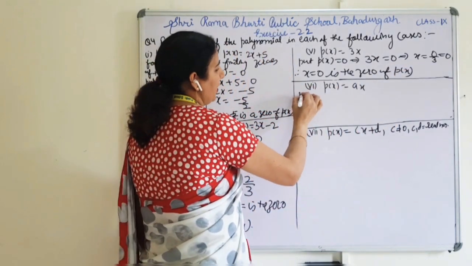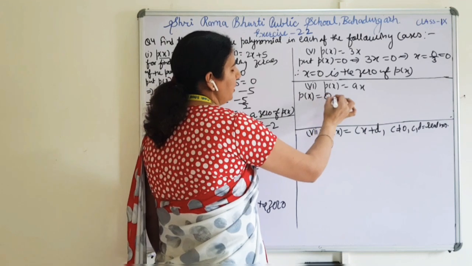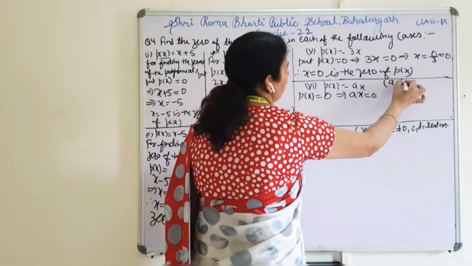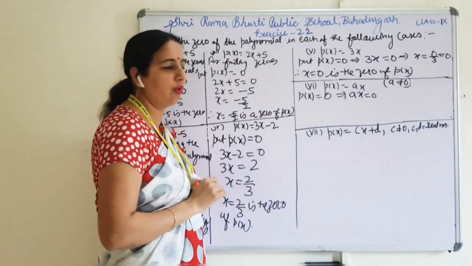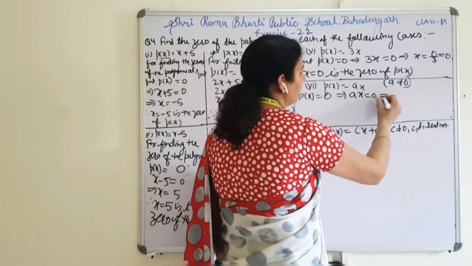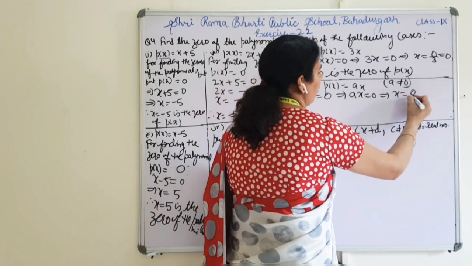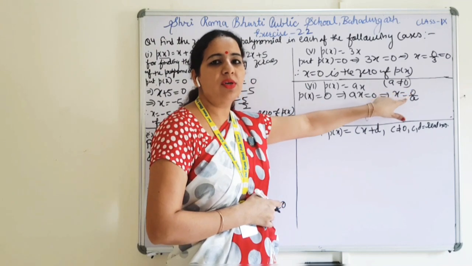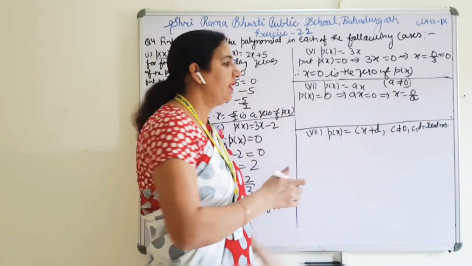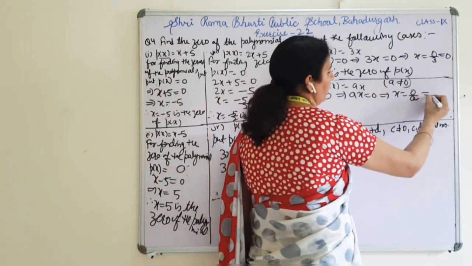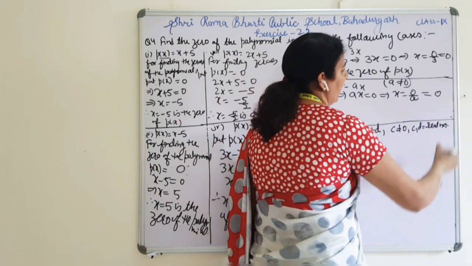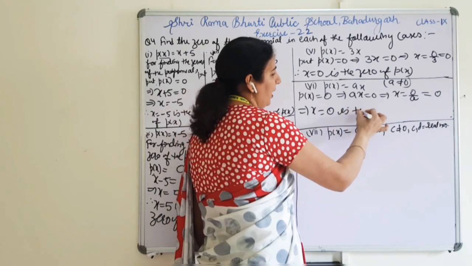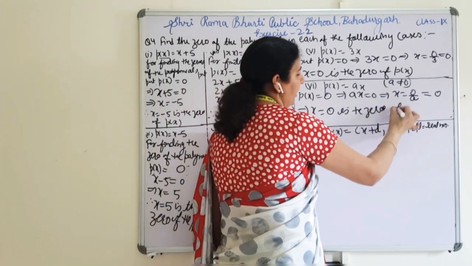Now, the next part is put Px is equal to 0. This implies Ax is equal to 0. In the question, they have written A is not equal to 0. I will tell you why they have written this. Because x is equal to 0 upon a. If a is 0, then 0 upon 0 is not a defined term. That's why they have written a is not equal to 0. So, we can write 0 upon a is 0. This implies x is equal to 0 is the 0 of Px.